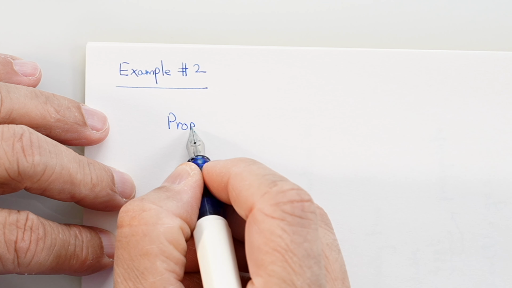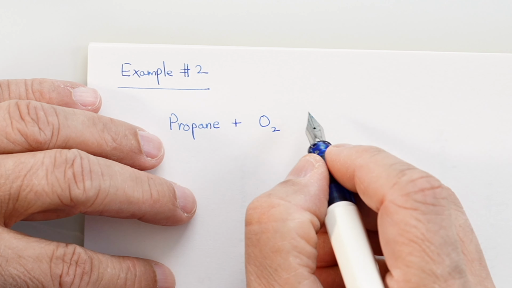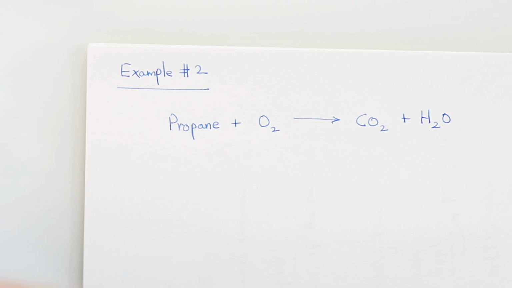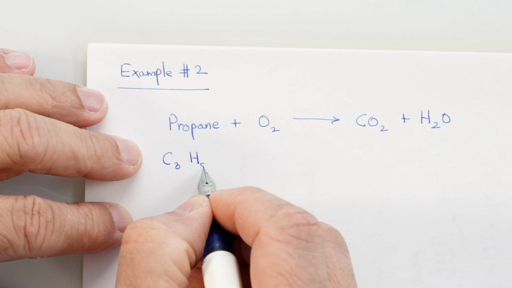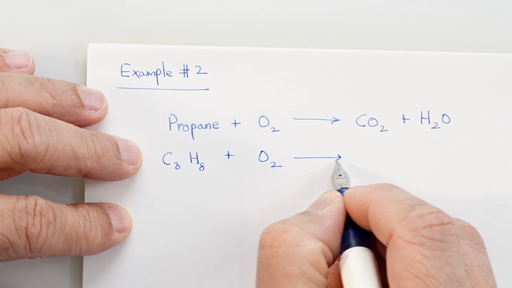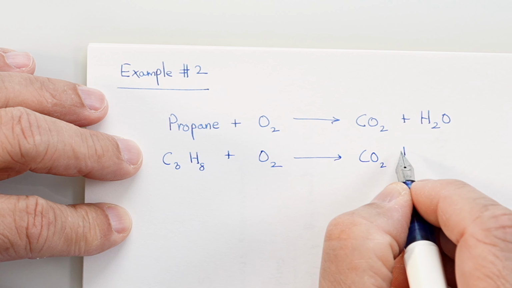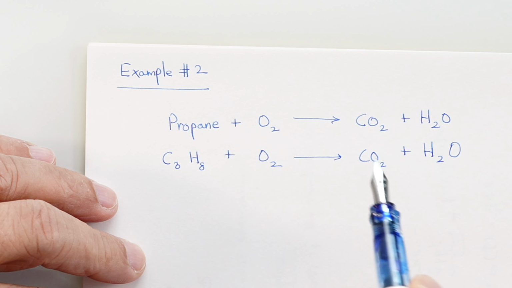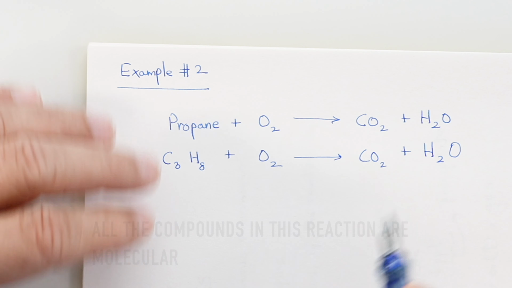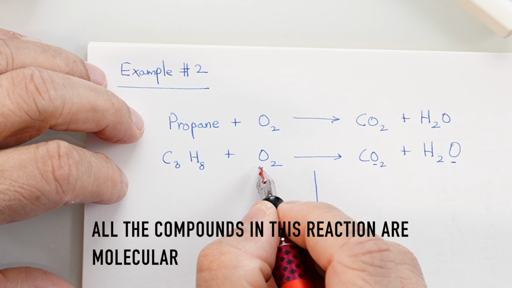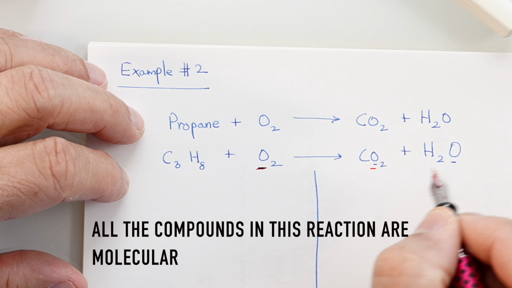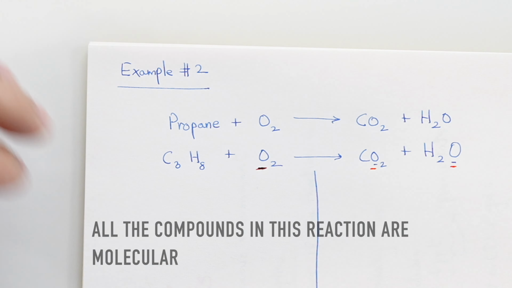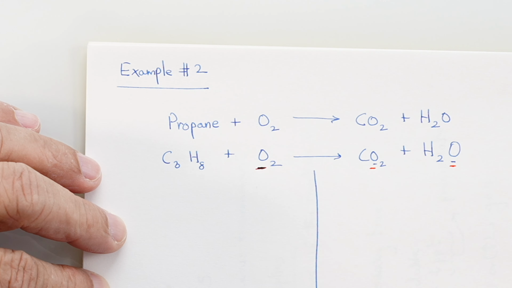Propane, this is what you have on a grill, plus oxygen gives you carbon dioxide plus water. Formula for propane is C3H8 plus oxygen reacts to give you carbon dioxide plus water. And you know it's a combustion reaction because oxygen is one of the reactants, carbon dioxide and water are the products. Oxygen is showing up in 3 spots. It's showing up here, here, and here. Therefore, oxygen needs to be the very last one on the list when you're balancing.